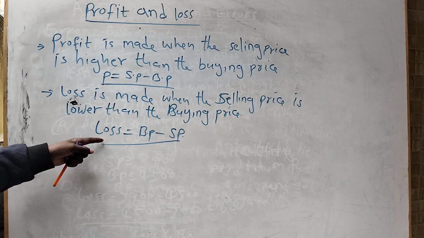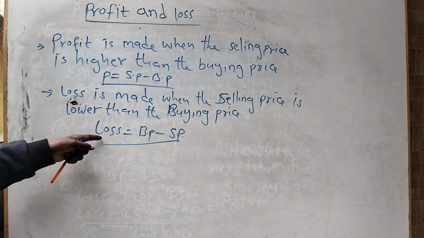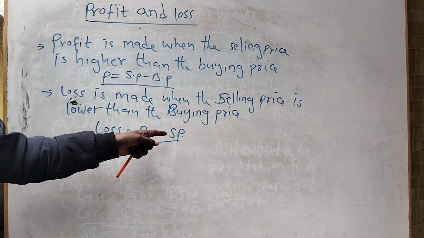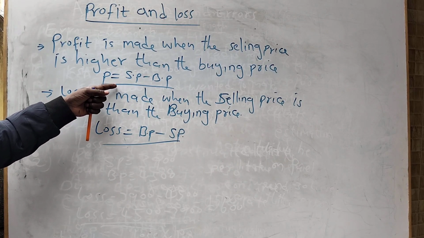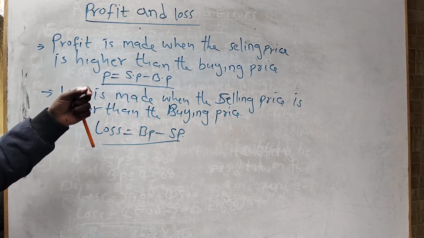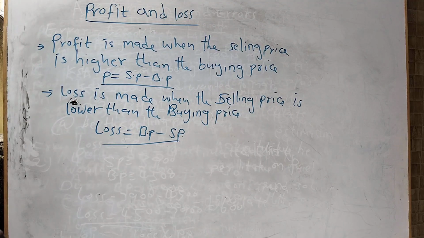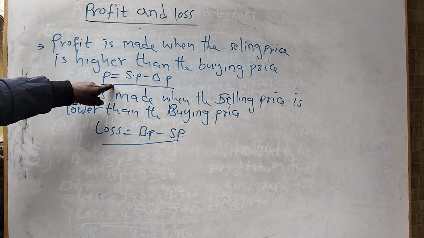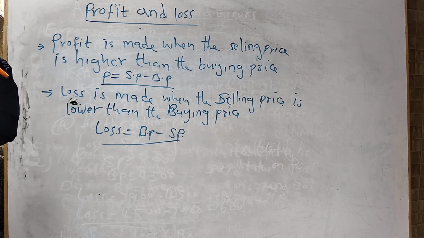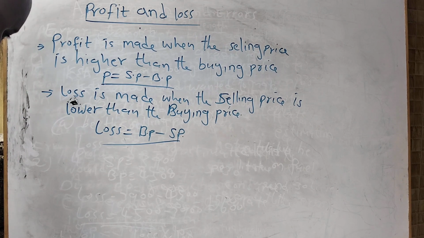And the formula of getting a loss is buying price minus selling price. Even if you use this formula, it will give you negative. Still, it is the same, because negative means you have made a loss. But if you use this formula and get a positive value, it means you have made profit. Okay, so you want us to do some examples.